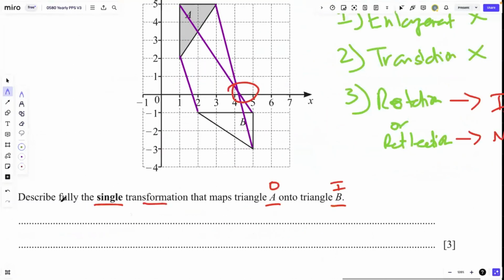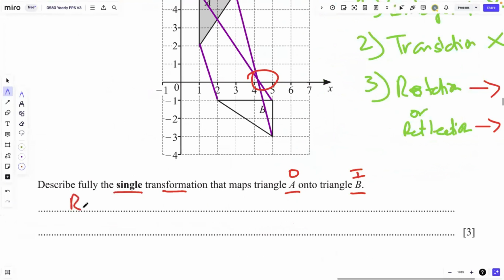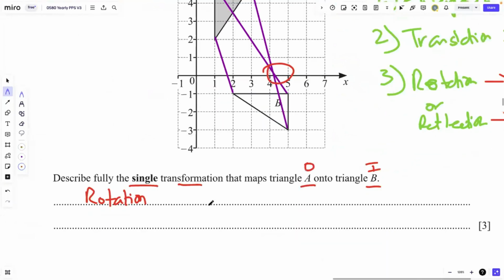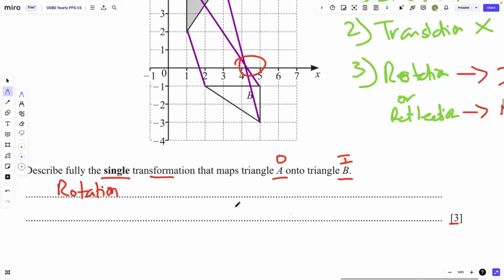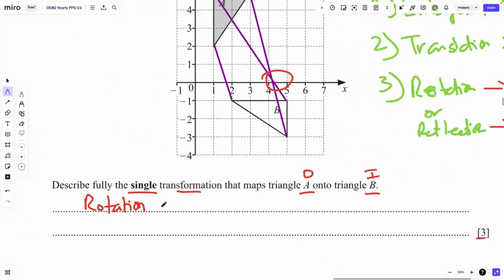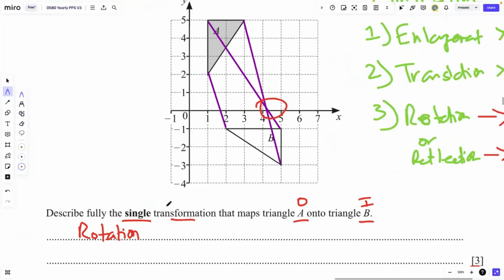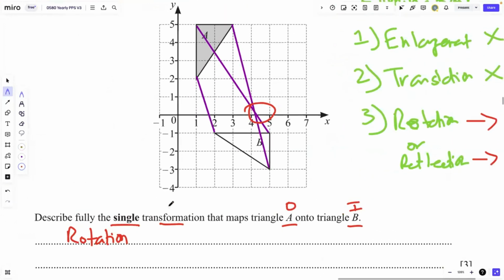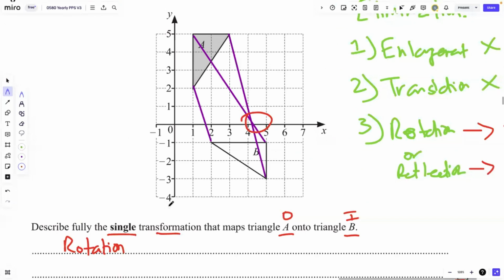So we have managed to figure out this is rotation. So let's write that down. So this is the rotation. And now we need to write two more things in order to get the 3 marks. So we have gotten 1 mark. We still need two things: the angle of rotation and the center of rotation.